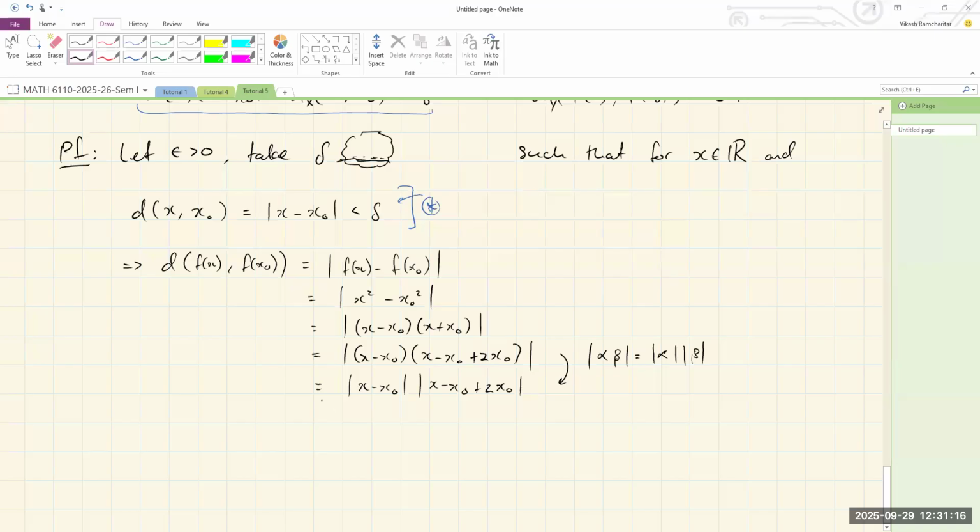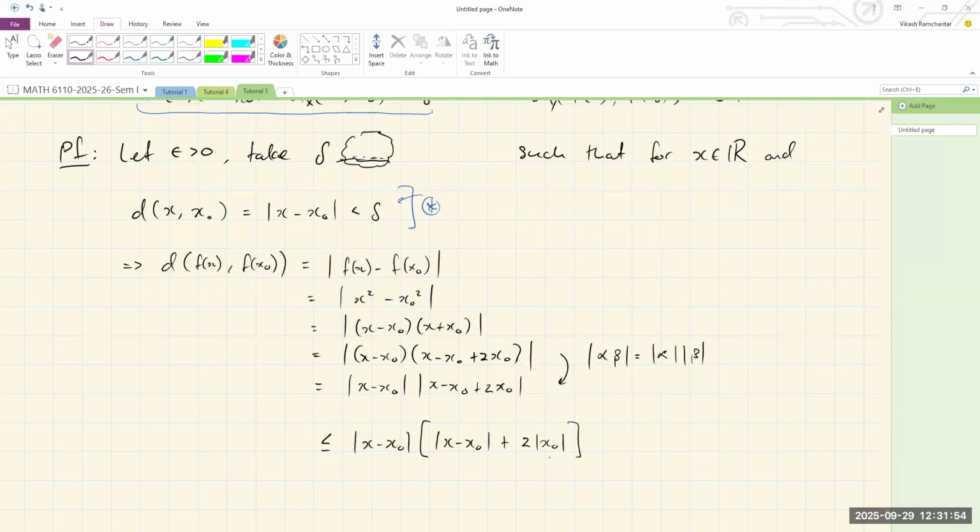And what I could do now is this second term. The first term is fine because I have modulus of x minus x0, which is what I want to see. This second term, I need to break apart. So I'll use the triangle inequality on the second term to get modulus of x minus x0 plus modulus of 2x0, but I'll pull the 2 outside one time.